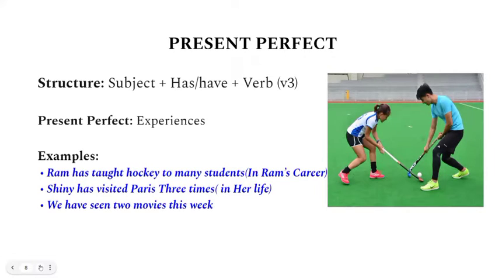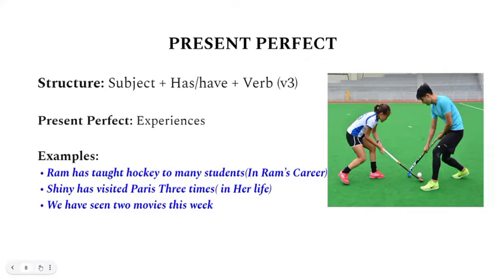We make the present perfect tense with a subject plus has or have plus verb in a past participle or V3 form. For example, Ram has taught hockey to many students. Shiny has visited Paris 3 times. We have seen 2 movies this week. The present perfect tense has 2 main uses. The above examples show the first use, to talk about experiences.